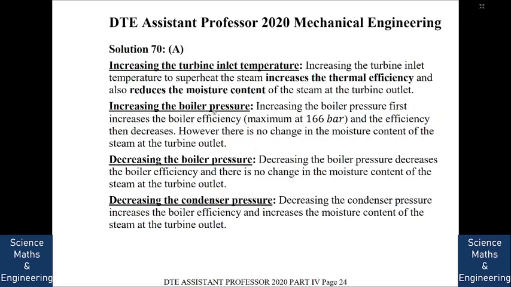Now if we increase the boiler pressure, what happens is that the efficiency of the boiler increases up to a maximum of 166 bar, and the efficiency decreases after that, and there is no change in the moisture content of the steam at the turbine outlet. Next, if we decrease the boiler pressure, what happens is that decreasing the boiler pressure decreases the boiler efficiency, and there is no change in the moisture content of the steam at the turbine outlet. Next, if we decrease the condenser pressure, what happens is that the boiler efficiency increases, but it also increases the moisture content of the steam at the turbine outlet.